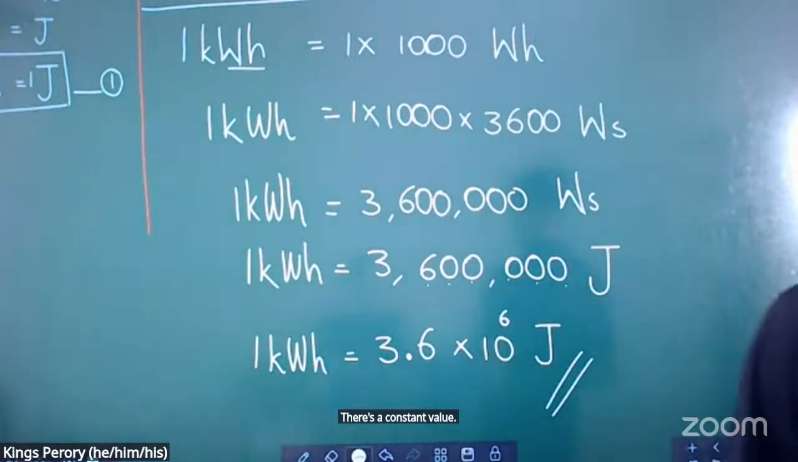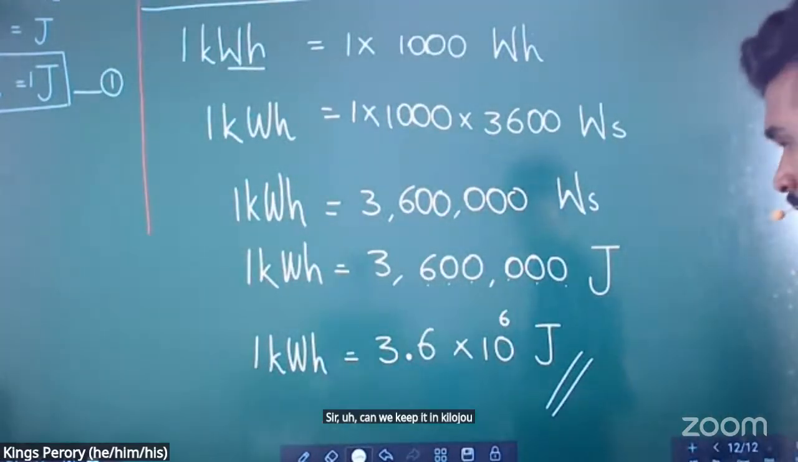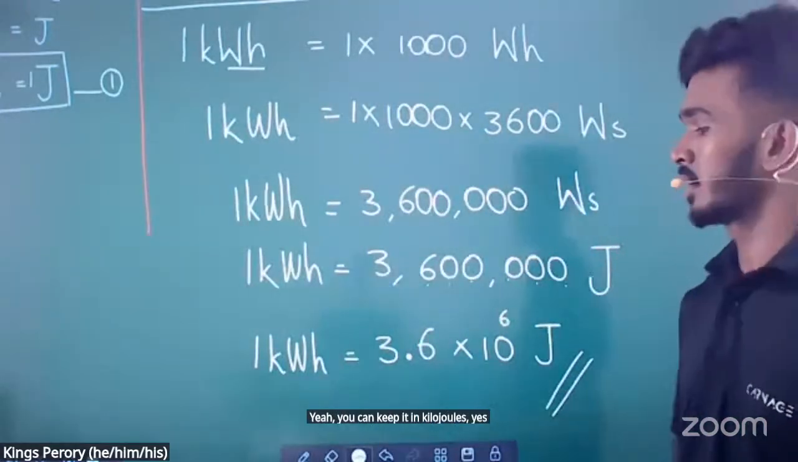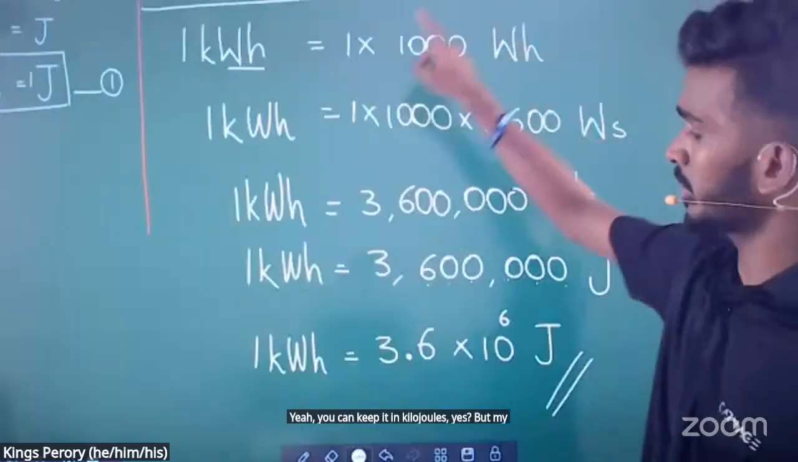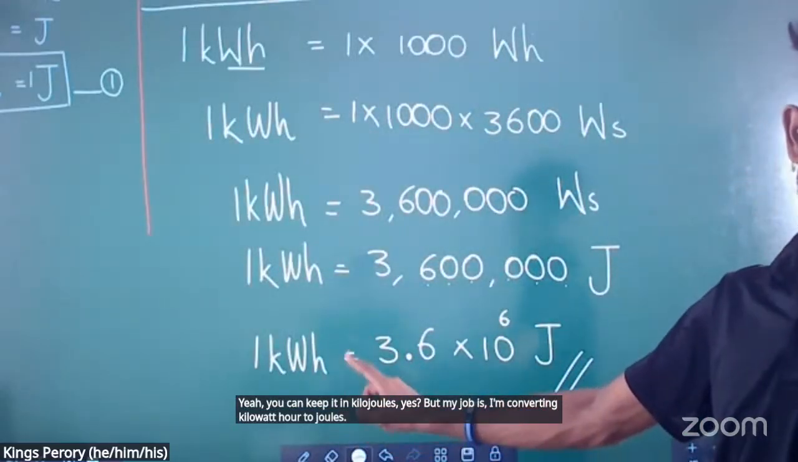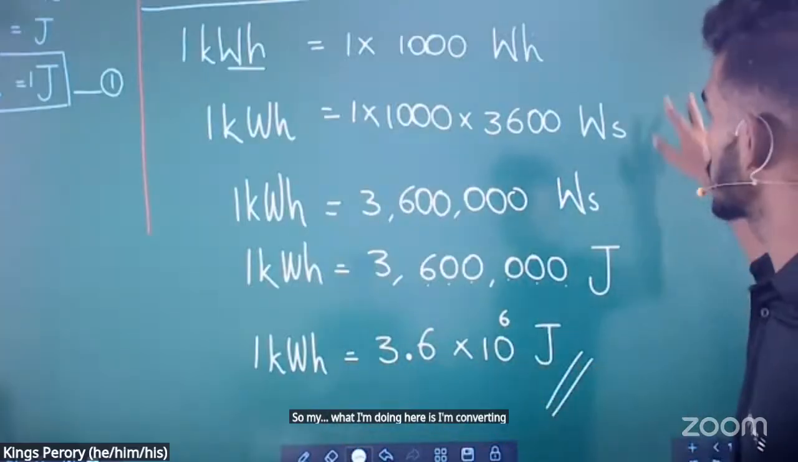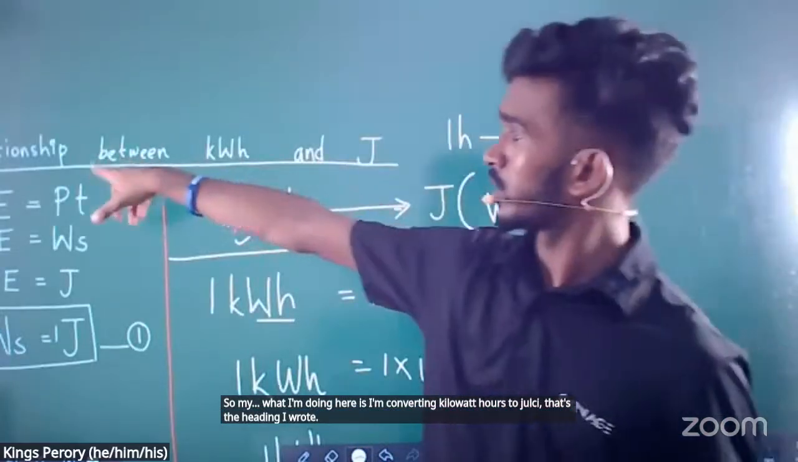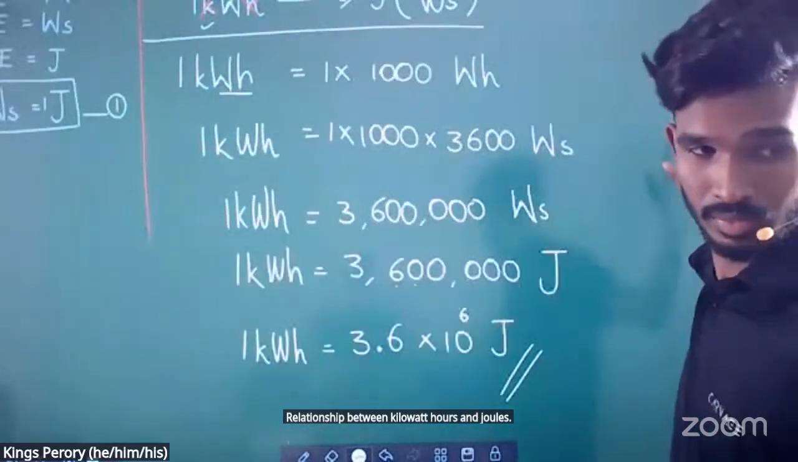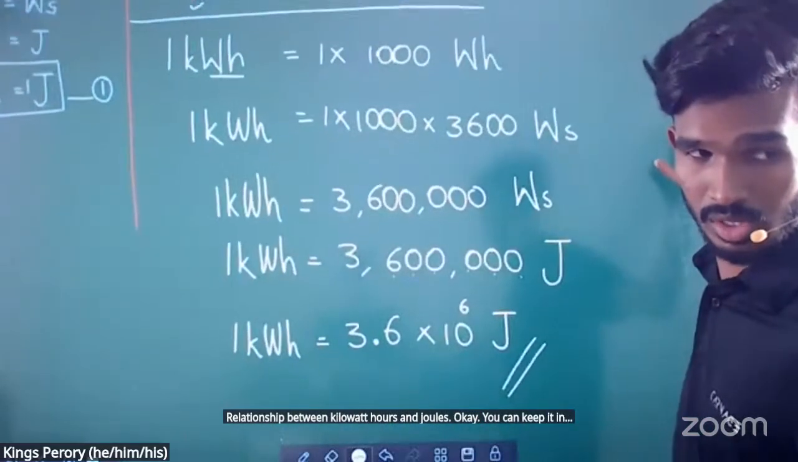Sir, can we keep it in kilojoules? 3,600,000? Yes, you can keep it in kilojoules. But my job is I am converting kilowatt hours to joules. See, that's the heading I wrote: relationship between kilowatt hours and joules. Okay, you can keep it in kilojoules, no problem.